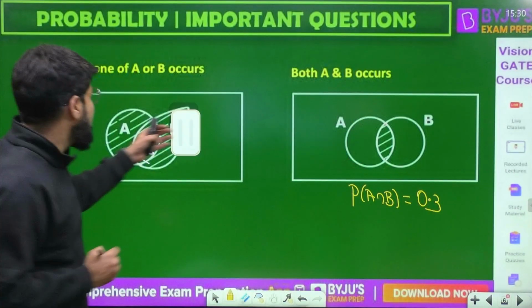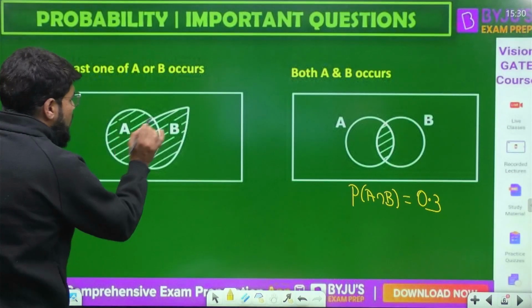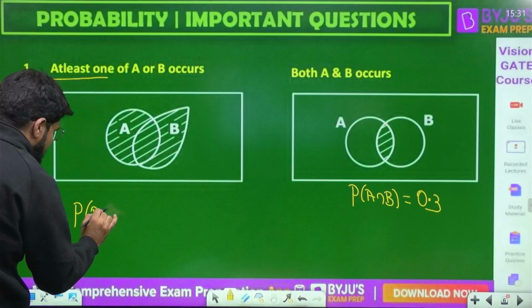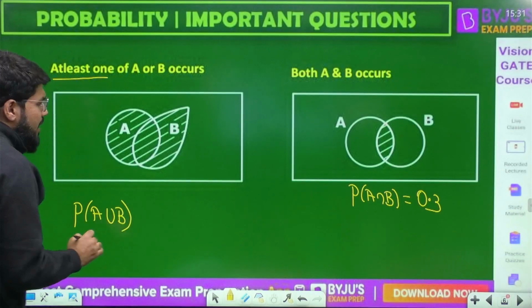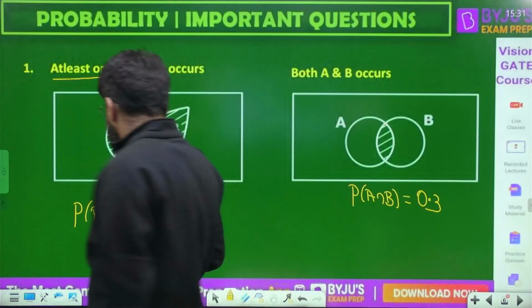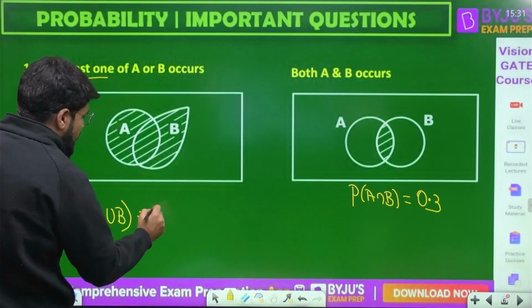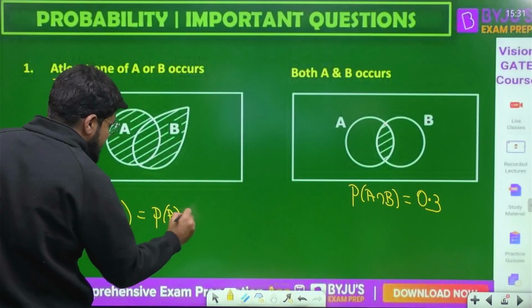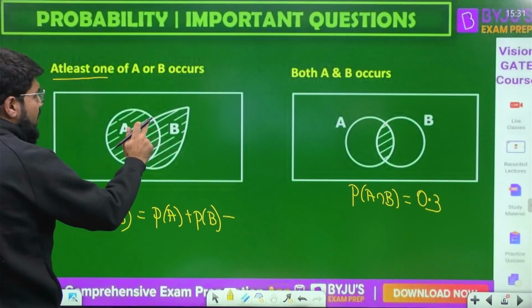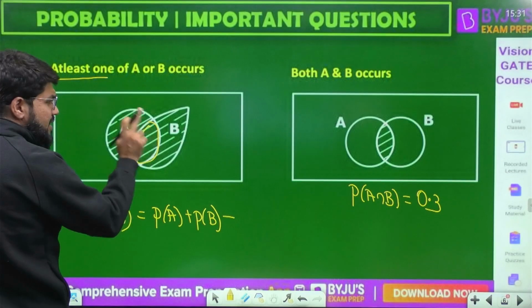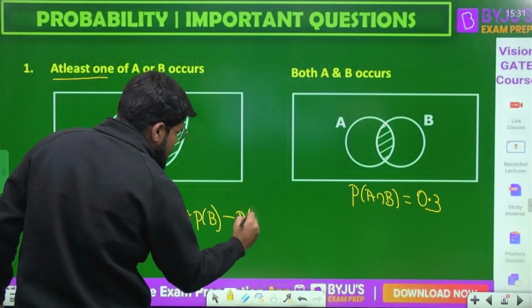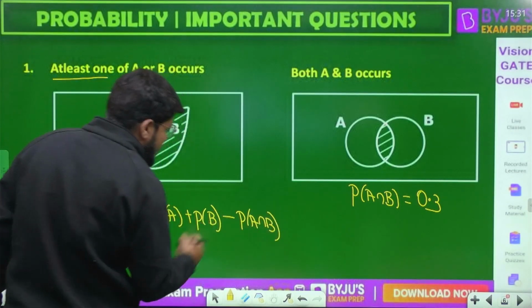Now in the question, I want at least one of them occurring. So what should this be? At least one of them occurring is nothing but represented by A union B. A or B or both. And that is given by what formula? Very basically, it is P(A) plus P(B), but not only P(A) plus P(B). When you add both, this common area is counted twice. We don't need to count it twice, so I will subtract it once. So I will have minus P of A intersection B.